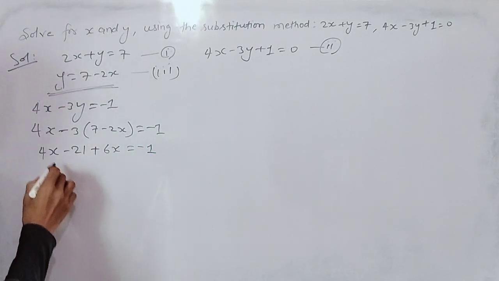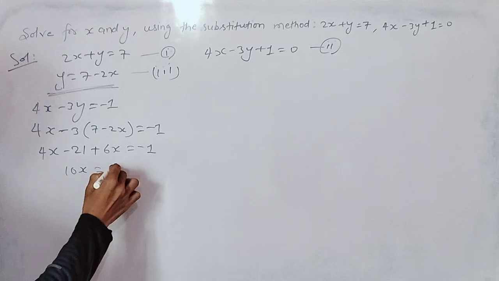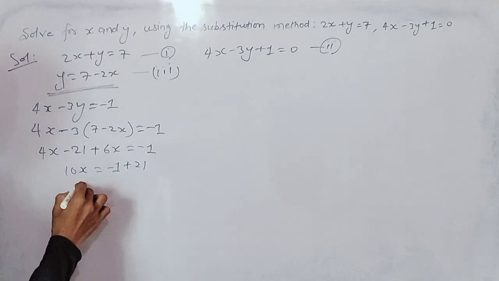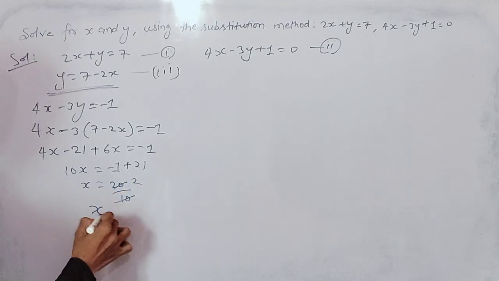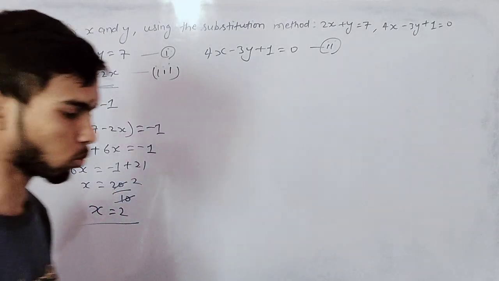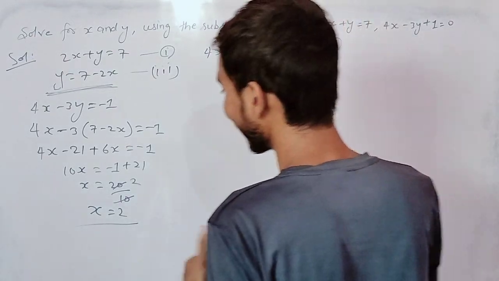Clear? 10x, okay, is equal to minus 1 plus 21. X is equal to 20 upon 10. X came as 2.